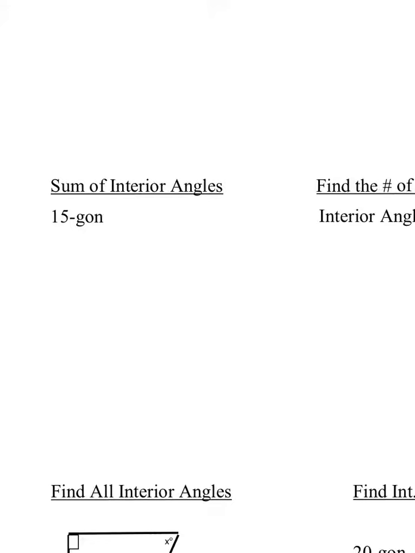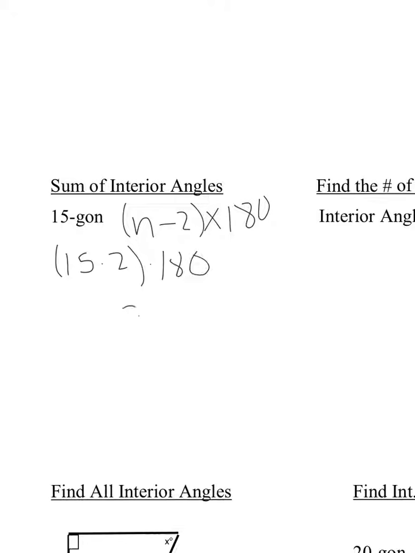All right. If I want to find the sum of interior angles, what do I do? N minus 2 times 180. N minus 2 times 180 will find the sum of interior angles, meaning what all the inside angles should add up to. So in this particular case, if you have a 15-agon, it is 15 minus 2 times 180. What does that give us? 2,340 degrees.